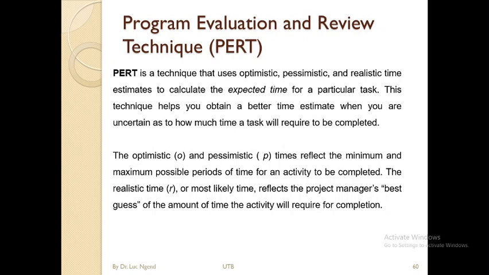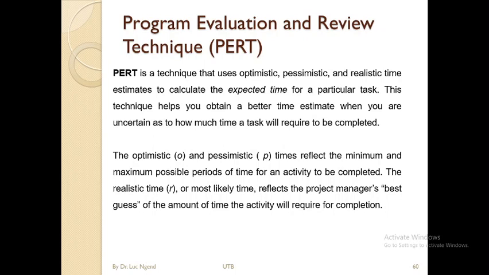The optimistic O and pessimistic P times reflect the minimum and maximum possible period of time for an activity to be completed. And then the realistic time R, or the most likely time, reflects the manager's best guess of the amount of time the activity will require to be completed. So what are we talking about here?